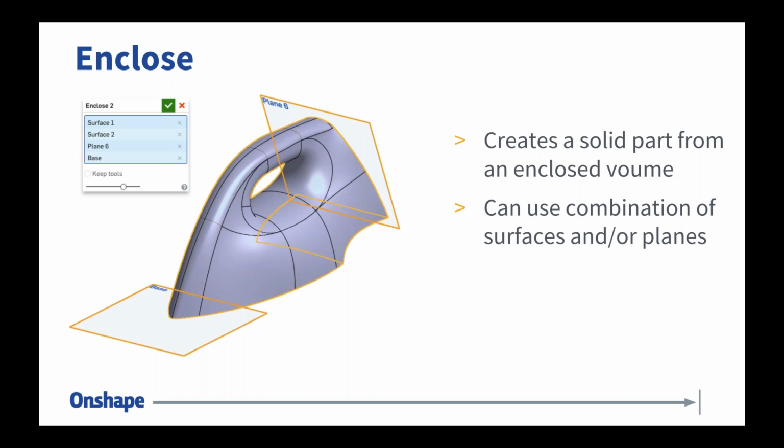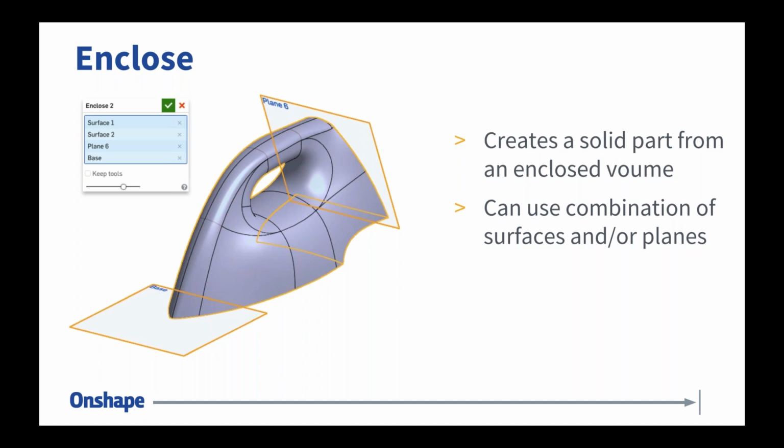We have a thicken command, which will take a surface and just offset it, give you a solid. And we have enclose. Enclose will take an enclosed volume consisting of planes or surfaces and make a solid out of that enclosed volume. So it depends on the scenario. If all you're trying to do is offset your surface a small amount, it's thicken. If you're trying to take an enclosed volume of surface, your model creates an enclosed volume and you're ready to convert it, then it's enclose, right?